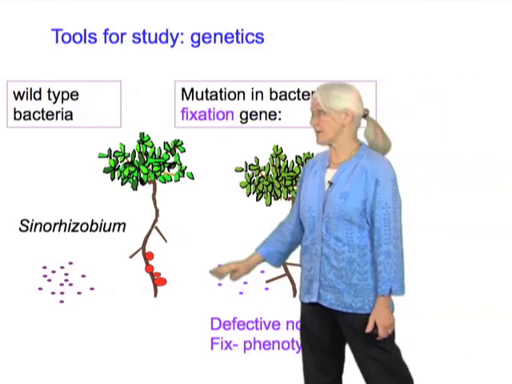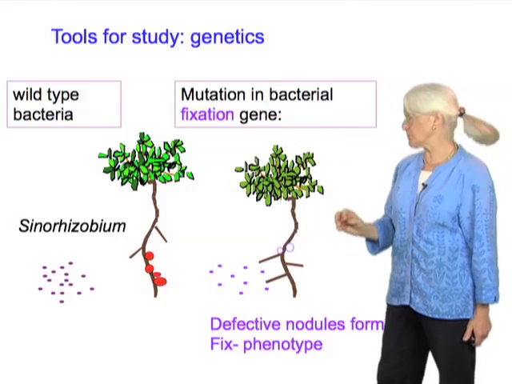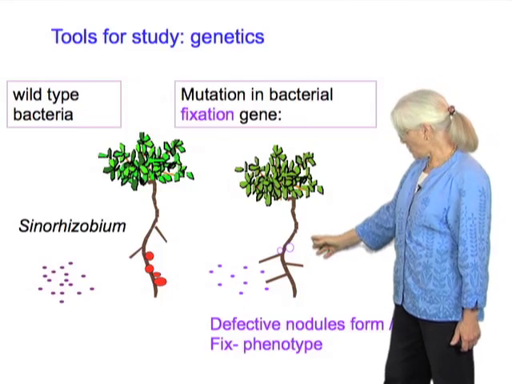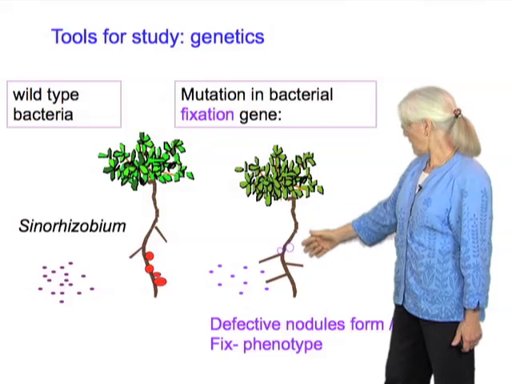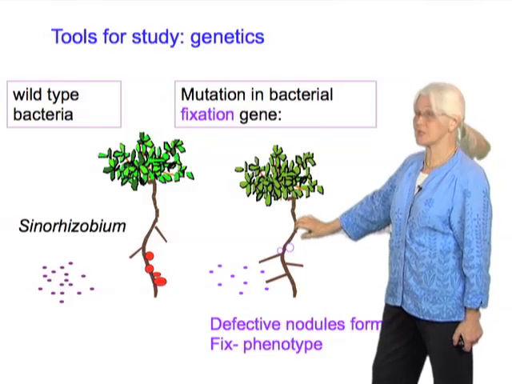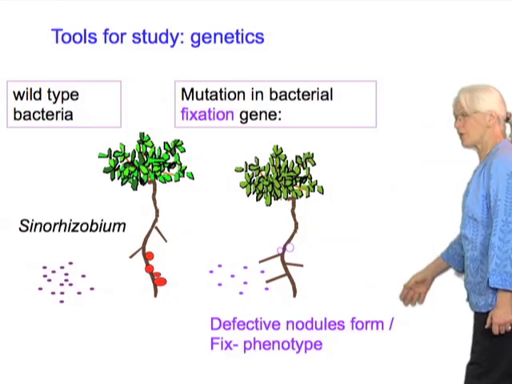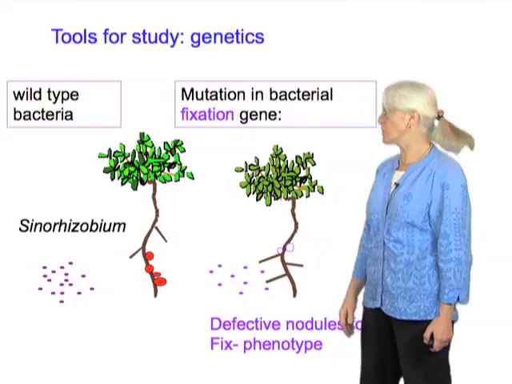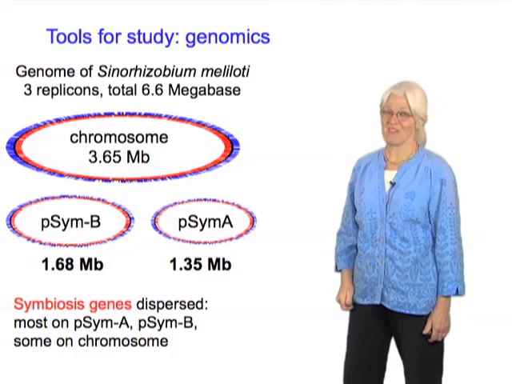The other outcome, again comparing to the wild type, would be that a bacterium might be able to form a nodule, but those nodules don't function. And what I've shown here is I've symbolized that by these empty white circles. Those show nodules which are not fixing nitrogen. They don't have leghemoglobin. And so we would call this fix minus phenotype, and the corresponding bacterial gene is going to be a fix gene. Another approach is to look at the genome.